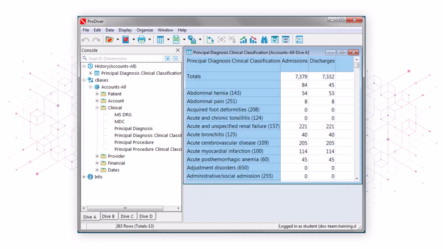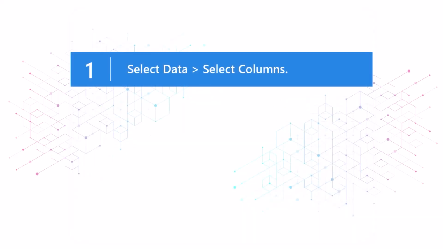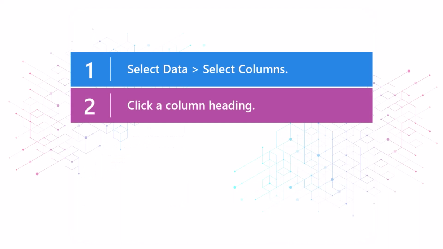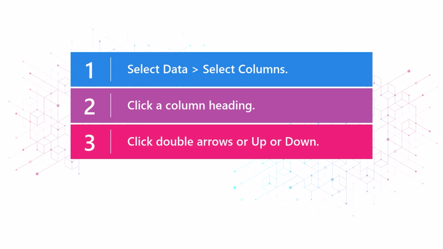So that's how you add, reposition, and remove columns in your view of your data. You select Data Select Columns, click the heading of the column that you want to add, remove, or reposition, click an arrows button to move the column heading to the relevant area, or click up or down to change the position of the column, and then click OK.